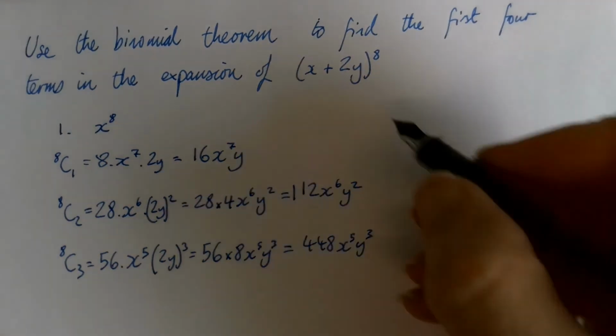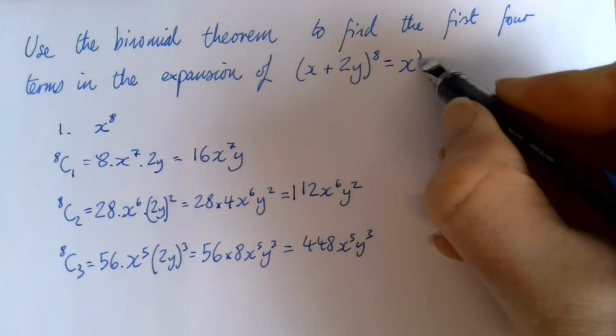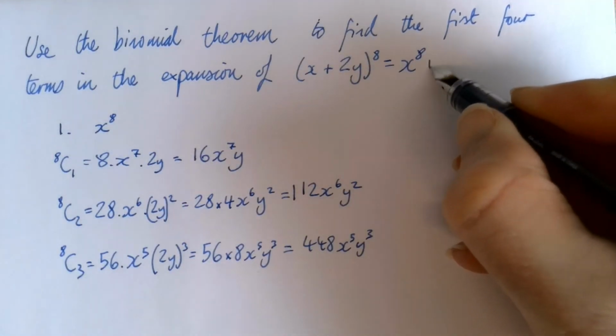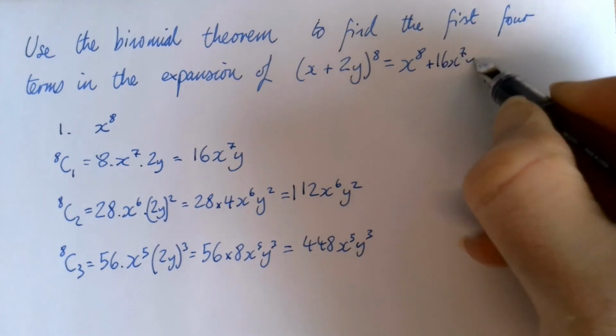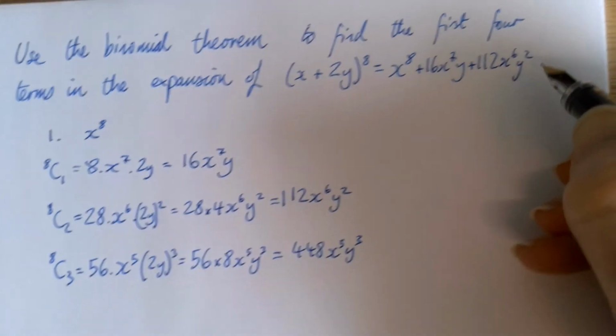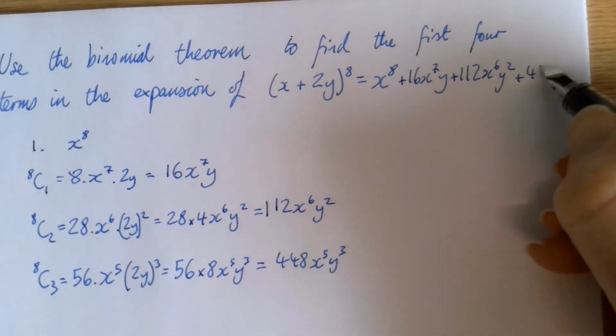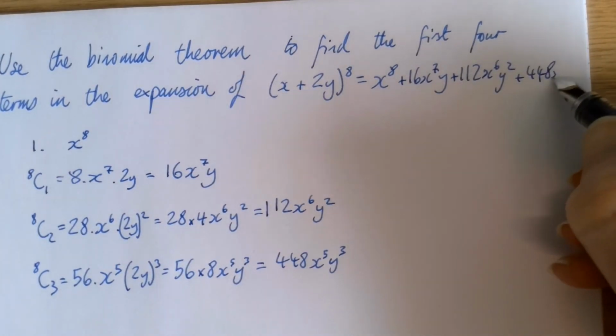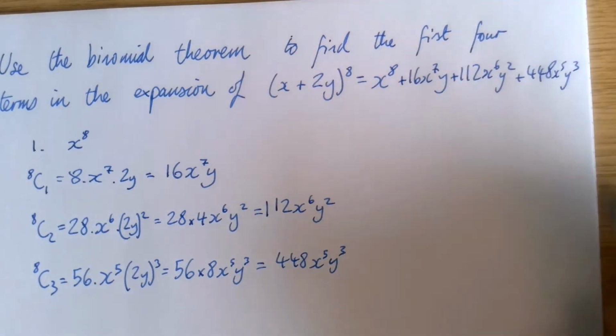So then all there is left to do is just to write that out properly. x to the power 8 plus 16 x to the 7 y plus 112 x to the 6 y squared, add the 448 x to the 5 y cubed.